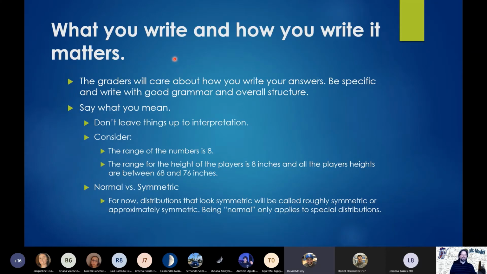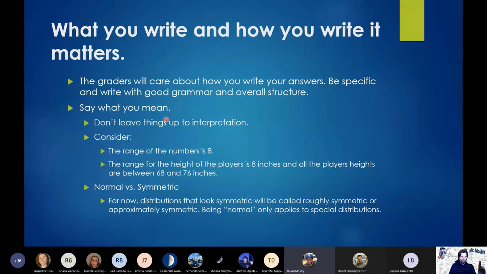Another thing that I want to stress again is what you write and how you write it matters. The graders of the AP exam or the AP Stats exam will care about how you write your answers. Be specific and write with good grammar and overall structure. You need to write complete sentences, right? They need to have a beginning, middle, and end, complete thoughts. And use good grammar. The graders assume that you are writing at a college level because you're trying to get college credit. So you have to write professionally, so to say.